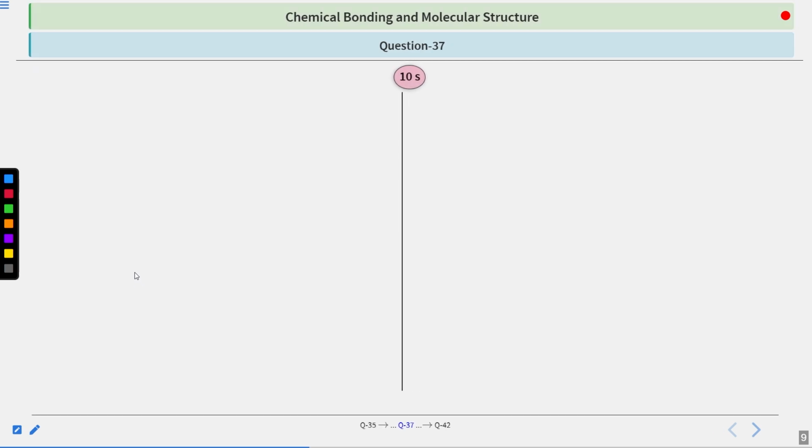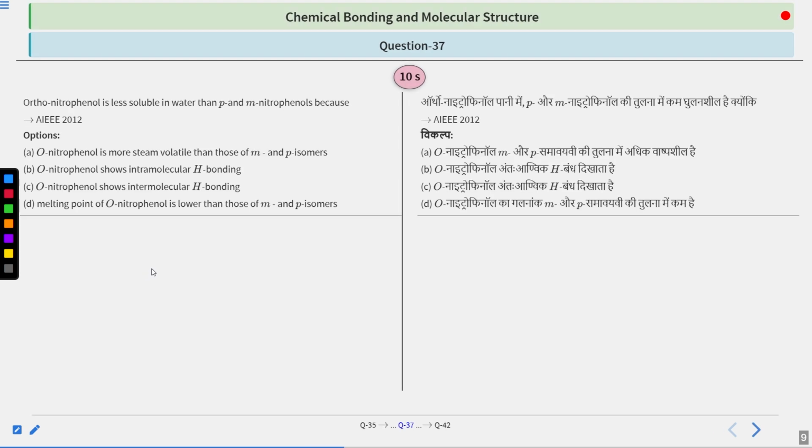Question number 37 says that orthonitrophenol is less soluble in water than para and metanitrophenol because your options are: A. Orthonitrophenol is more stable, more steam volatile than those of meta and para isomers. B. Orthonitrophenol shows intramolecular hydrogen bonding. C. Orthonitrophenol shows intermolecular hydrogen bonding. And D. Melting point of orthonitrophenol is less than those of meta and para isomers. So you have 10 seconds to solve this question. Your time starts now.